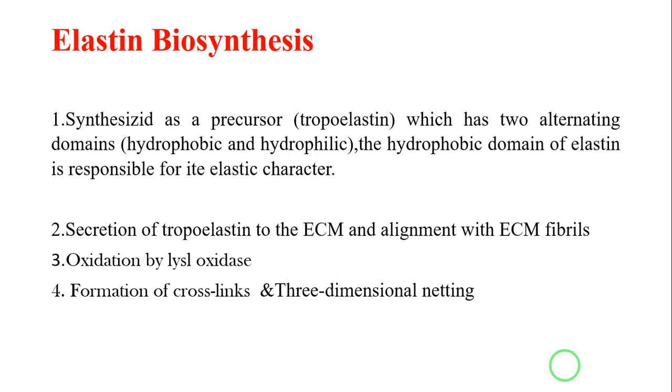Tropoelastin, after a few steps, is secreted to the extracellular matrix, and it will accumulate on the surface of the cell. Then, after it is secreted, it will align with fibers of the extracellular matrix. The enzyme lysyl oxidase oxidizes certain parts of the tropoelastin molecule, and this process will initiate the formation of cross-links, followed by formation of a three-dimensional network. This process is similar to the formation of cross-links in collagen.